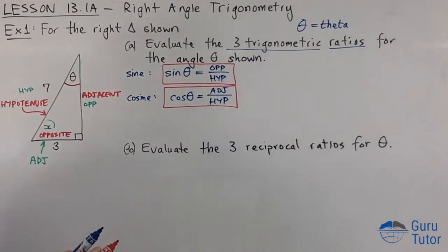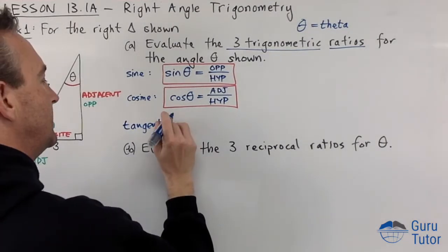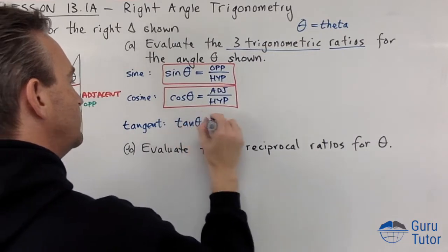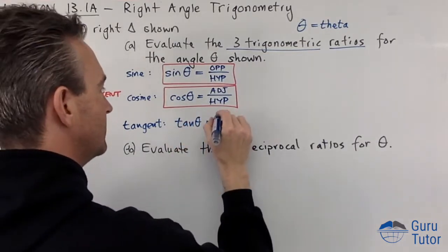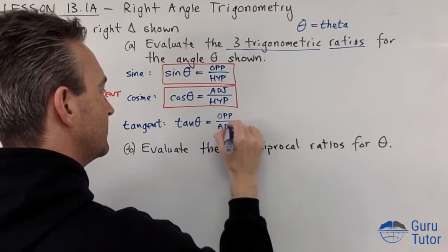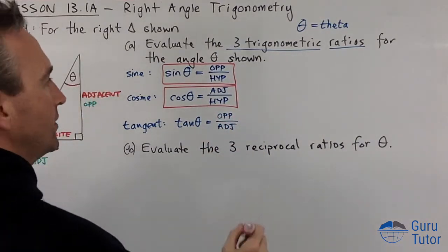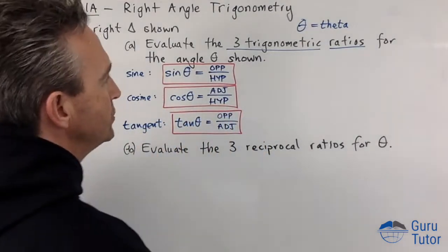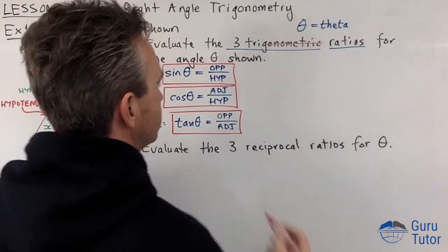And the last one is the tangent. We just abbreviate that to tan, T-A-N, theta. And tan theta is opposite over adjacent. So they are the three basic trigonometric ratios. Or we could just abbreviate that to trig ratios if you like.